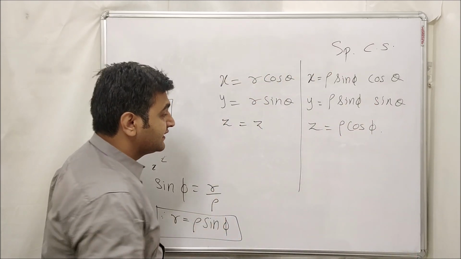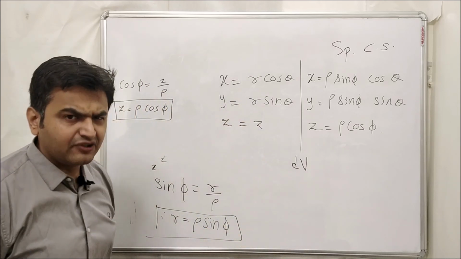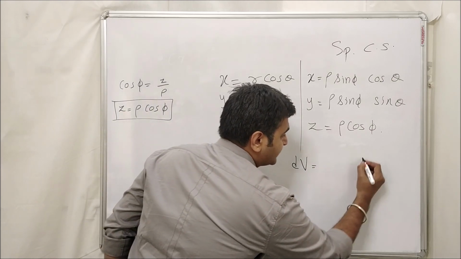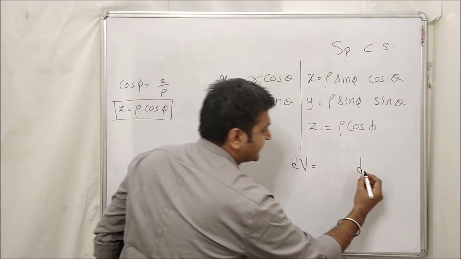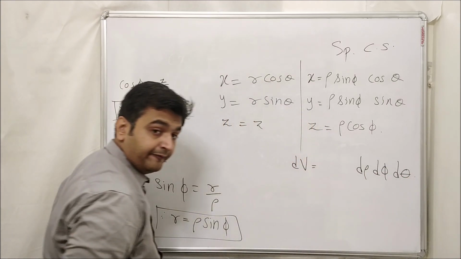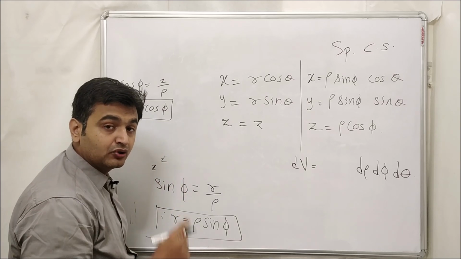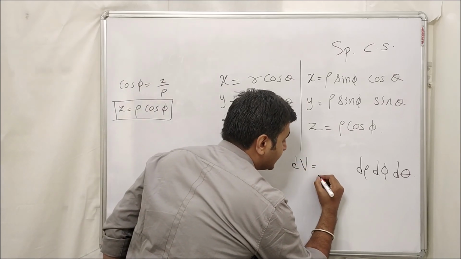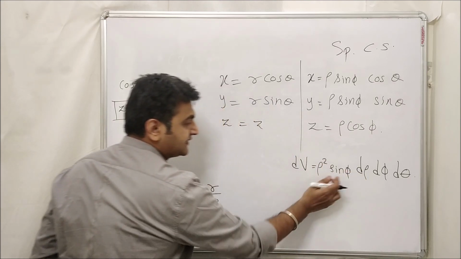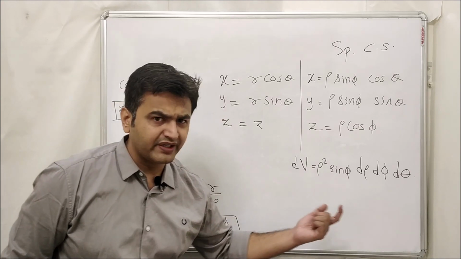Now one last thing left is what to replace your dv by. dv means dx, dy, dz or dz, dy, dx, any of the 6 possibilities. Obviously here, instead of x, y, z it will be d rho, d phi and d theta. But like in cylindrical you had an r factor, in polar coordinates also you had an r factor. Here that factor is rho square sin phi. So square of the distance and sine of the angle phi. So rho square sin phi is called the Jacobian.